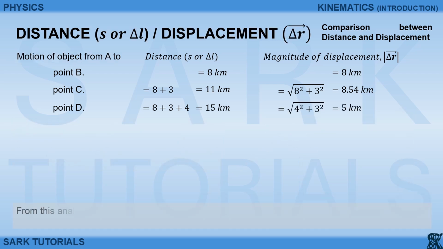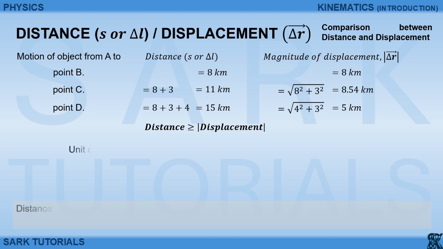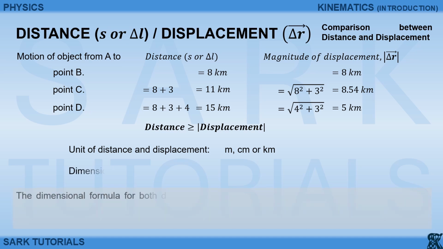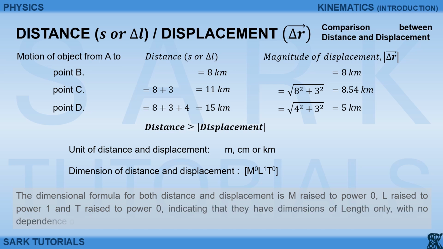From this analysis, we can conclude that the distance traveled is always greater than or equal to the magnitude of displacement. Unit. Distance and displacement are measured in meters, centimeters or kilometers, depending on the scale of measurement. Dimension. The dimensional formula for both distance and displacement is M^0 L^1 T^0, indicating that they have dimensions of length only, with no dependence on mass or time.